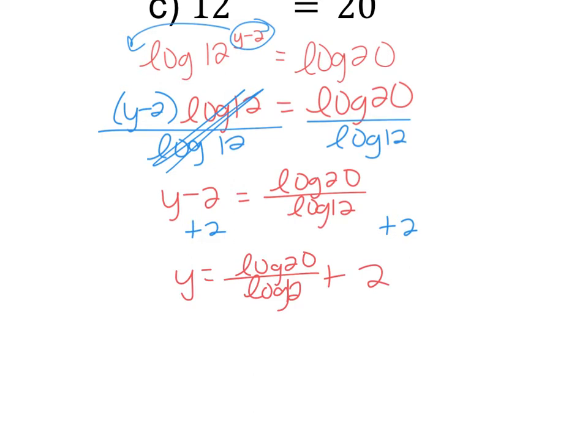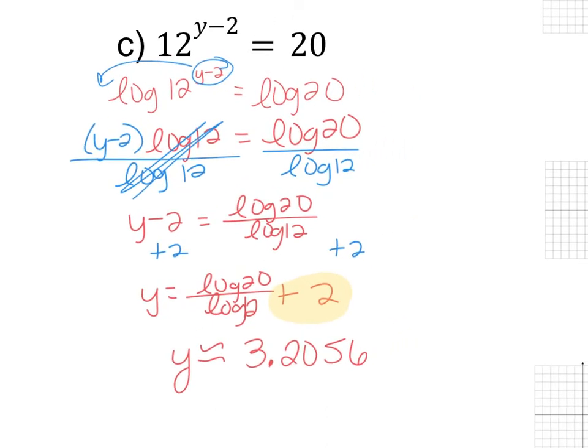And you're just going to type that straight up in your calculator. Be careful about your plus 2. Make sure that it's out to the side and it doesn't end up in your denominator, because then you'll get the wrong answer. Then let's go ahead and round this to 4 decimal places, because that's what the book wants. So y is approximately 3.2056.